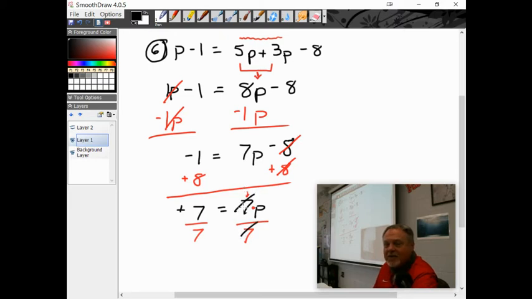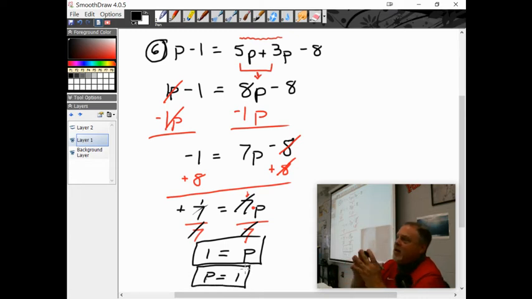So 7 goes into 7 one time. 1 times p is p. 7 goes into 7 one time, and then the 1 just drops down. And so 1 equals p, or if you're one of those people that has to put the variable on the left side, you could write p equals 1. All right. And so there's problem 6.